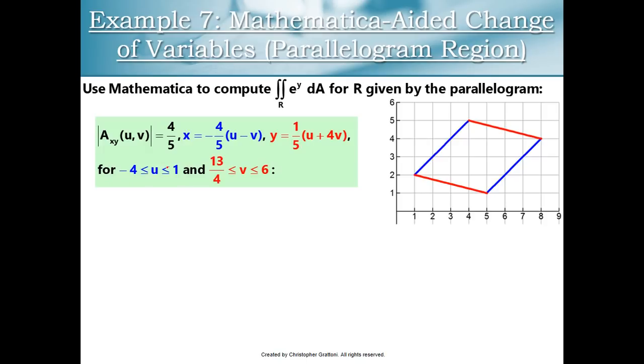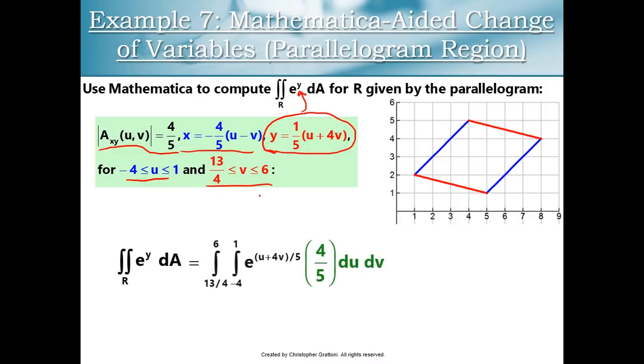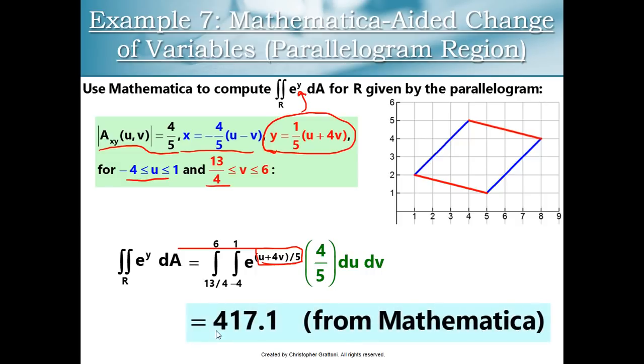Anyway, let's crunch some numbers. So we have everything we need. The absolute value of the area conversion factor is 4/5. We know x of uv and y of uv. Y of uv is going to be useful because we're going to plug that in for the y and e to the y for our integrand. And we know our limits of integration. So what looked like a parallelogram in this new coordinate space is a rectangle. So we're integrating over a rectangular region. It's ugly. This is difficult to integrate without Mathematica, or at least it's more pleasant to integrate with Mathematica. And you get 417.1 when you run it through the computer.